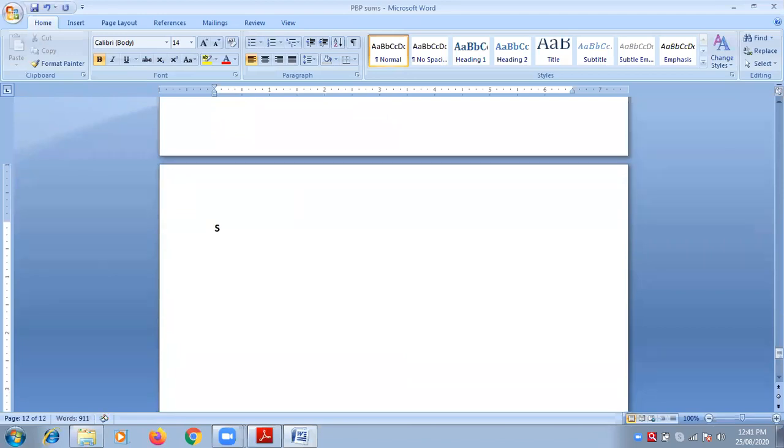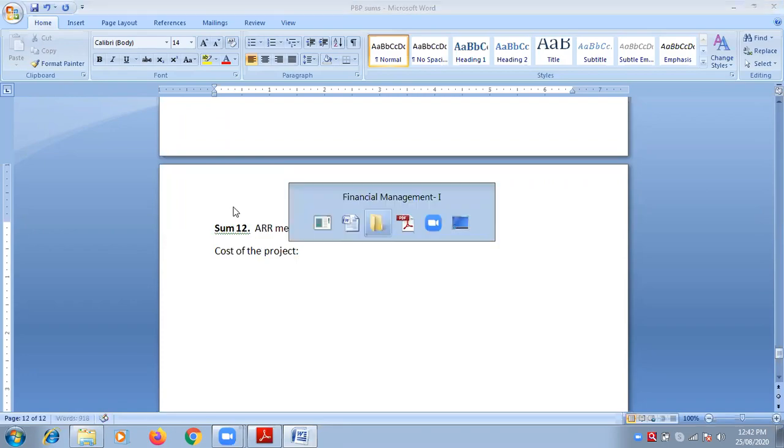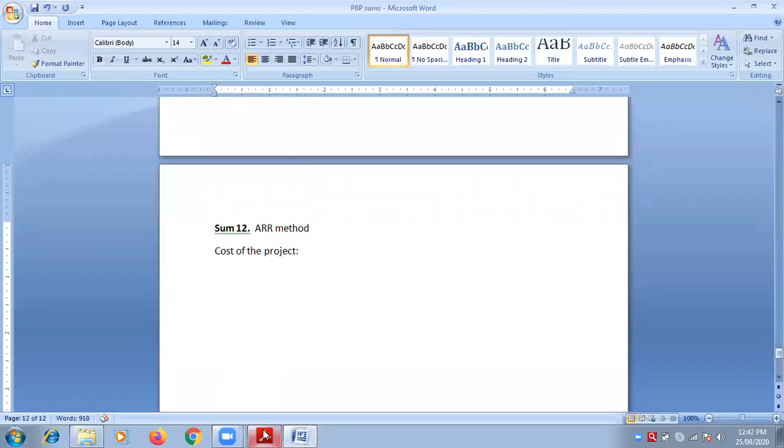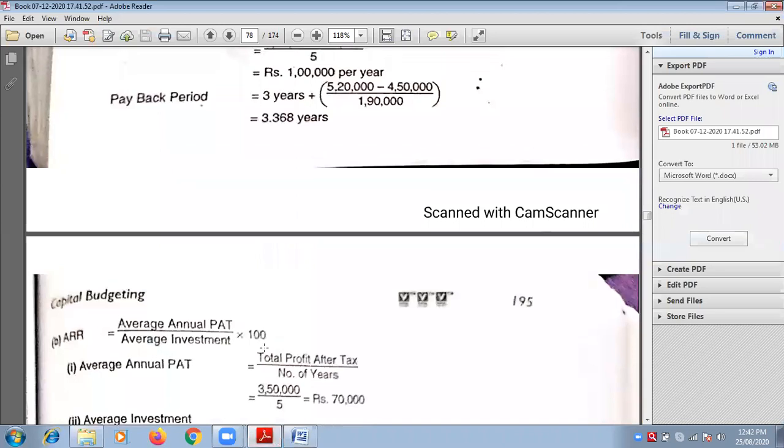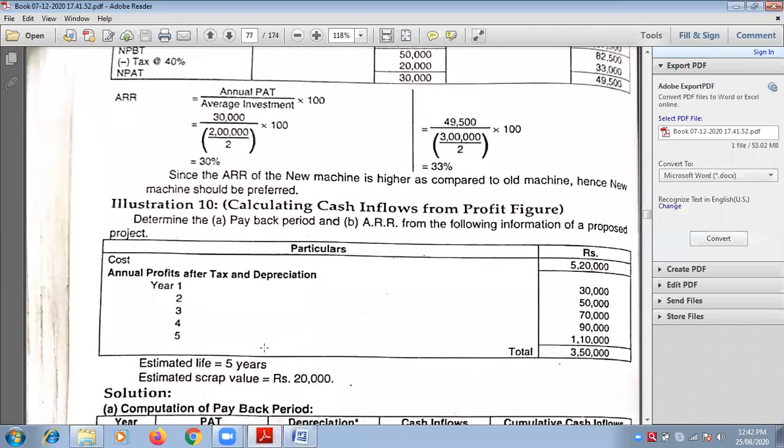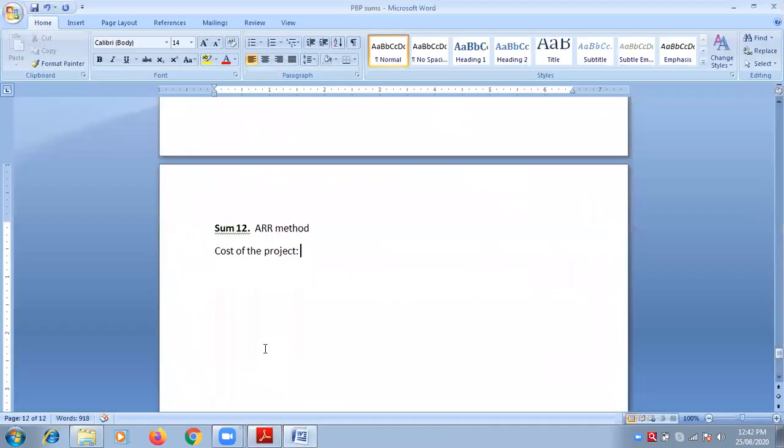Okay, now we have sum number 12. We have ARR method and the cost of the project is, what was the cost of the project? 5,20,000. See, and now we are doing the ARR method.